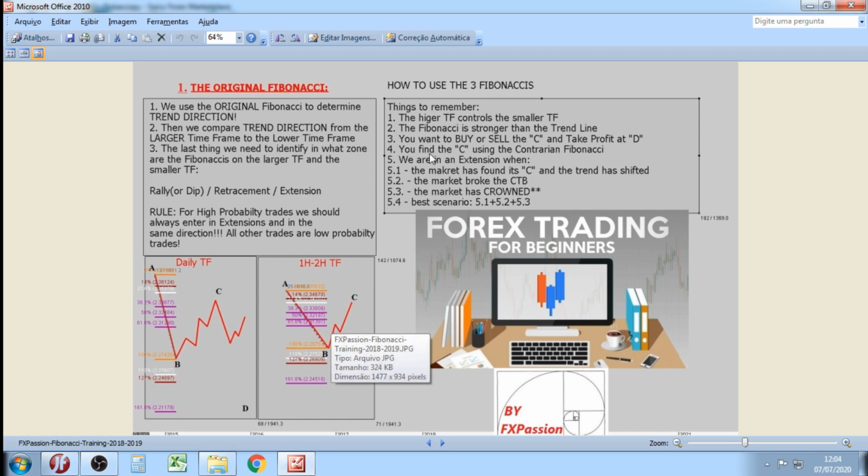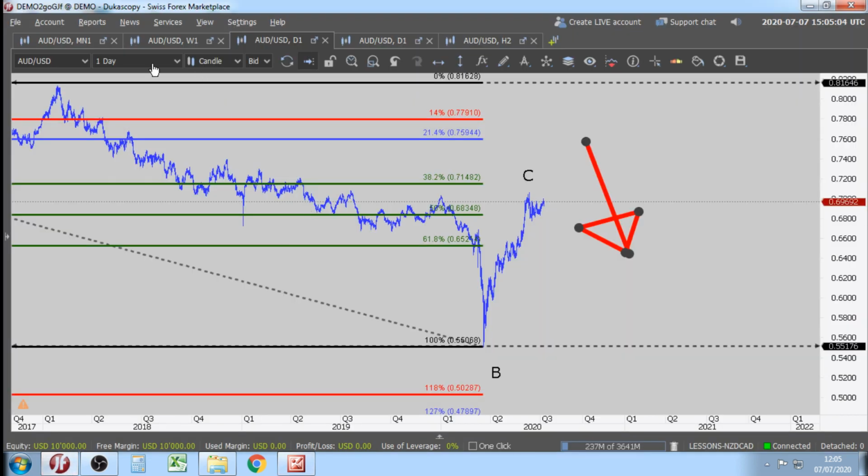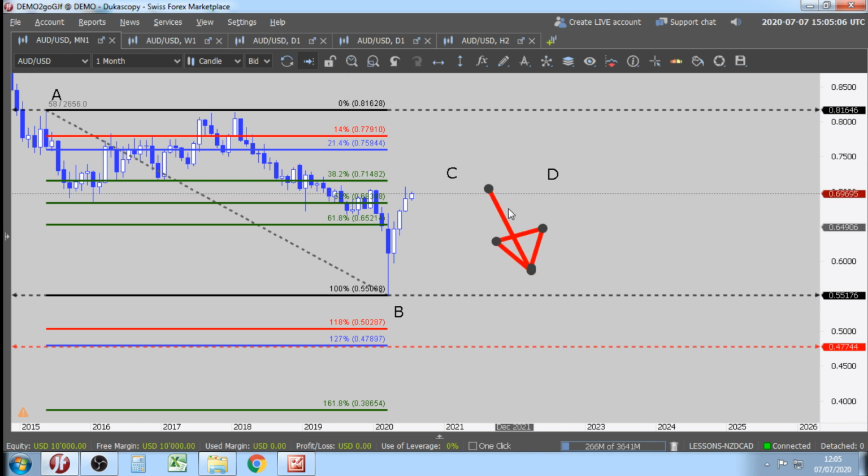And you want to sell the C in a downtrend, and we talked about this yesterday, and take profit at the D. Bear in mind that the monthly chart, this is the lower band, so you need to manage your trade. It's not a matter of if, it's a matter of when. When the market is going to reverse and push down, you need to manage your trade.